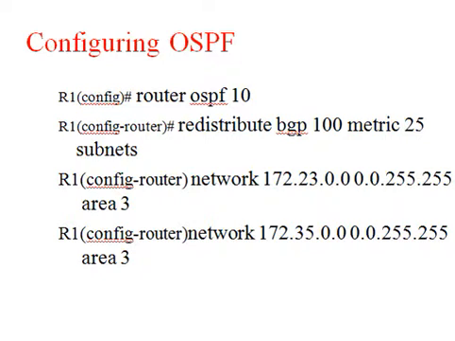As you see, we first go to the configuration mode, router OSPF 10, which is the ID of OSPF. Next, we redistribute BGP 1000 metric 25 subnets, and we assign the network, which is 172.23.0.0, with wildcard 0.0.255.255 in area 3.